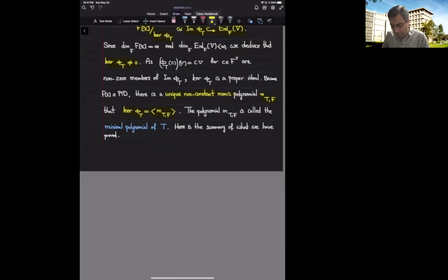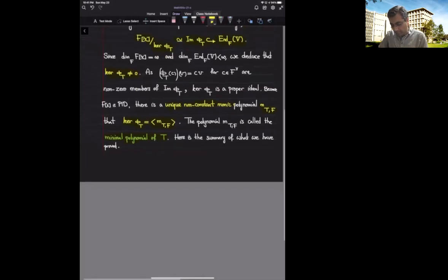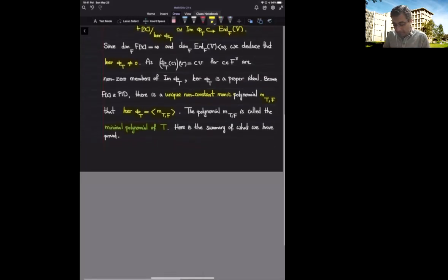This polynomial is called the minimal polynomial of T, the linear operator T. Now, what is the main property? The main property is that this generates the ideal of the polynomials that vanish after I plug in T.